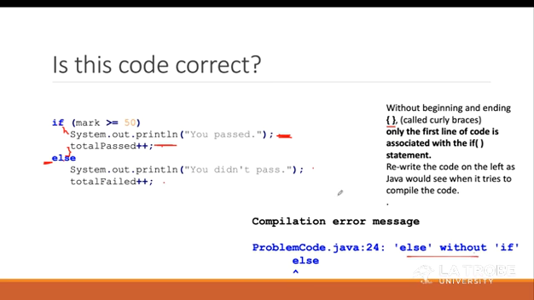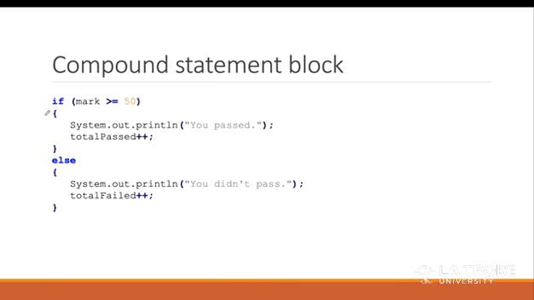So how you can fix it is to have an opening curly bracket here, so that now it's all part of the if, and then you have else after the if. So rewrite the code on the left as Java would see it when it tries to compile the code. The solution to that will be to use opening and closing curly brackets for each one of them, so that both of these statements are associated with the if.